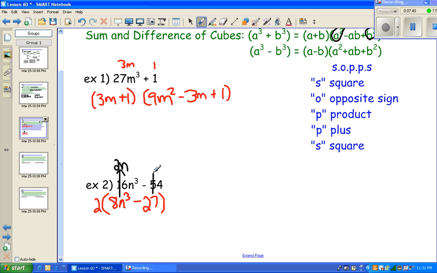2n creates that. And 27 is a perfect cube. So we can do a difference of cubes here. So you keep that 2 that you pulled out. 2n minus 3.